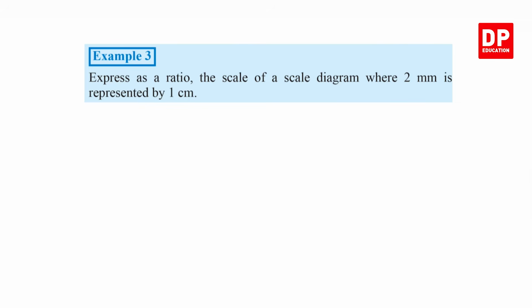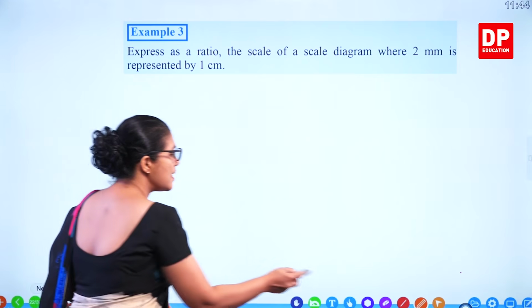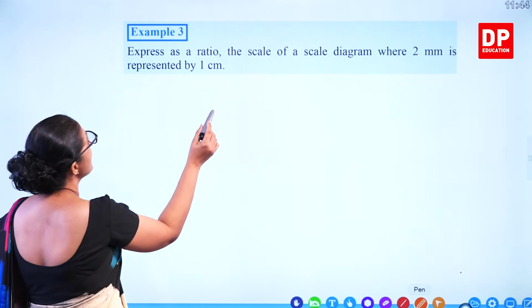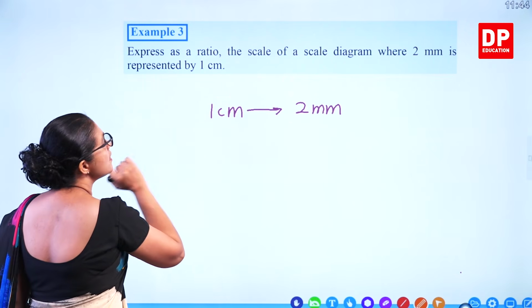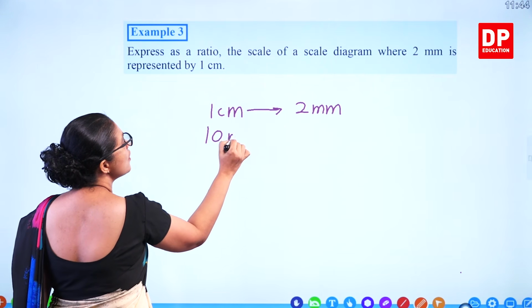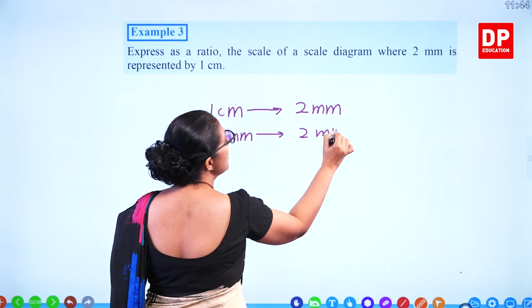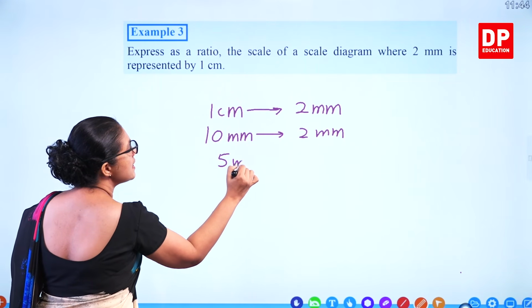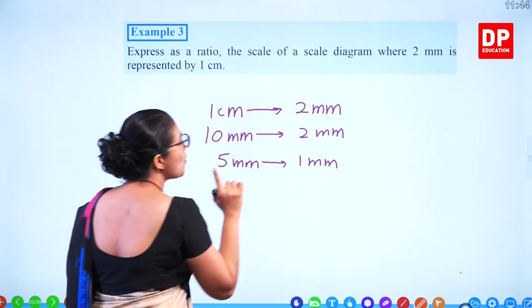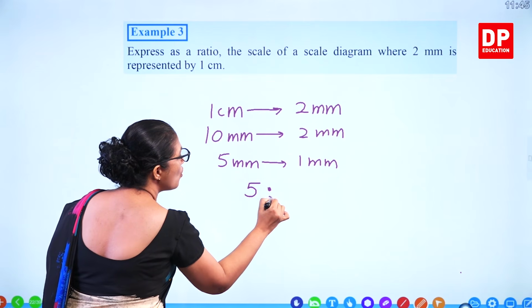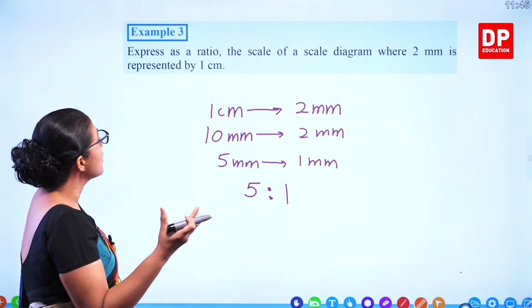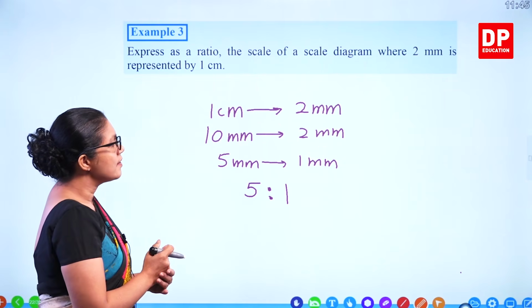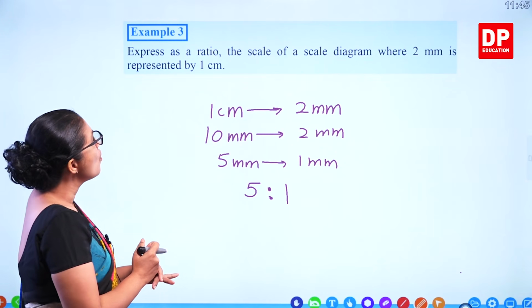Example number 3. Express as a ratio the scale of a scale diagram where 2 millimeters is represented by 1 centimeter. So this is a smaller one to a bigger scale. So here you can say 1 centimeter to 2 millimeters. And convert to the same unit. Here multiply by 10 to convert to millimeters. 2 millimeters. Divide by 2. 5 millimeters is 1 millimeter. So that means what's the ratio? 5 to 1. So 1 millimeter small length you can multiply by 5, so you can make it 5 times bigger than the smaller one. So the ratio is 5 to 1.